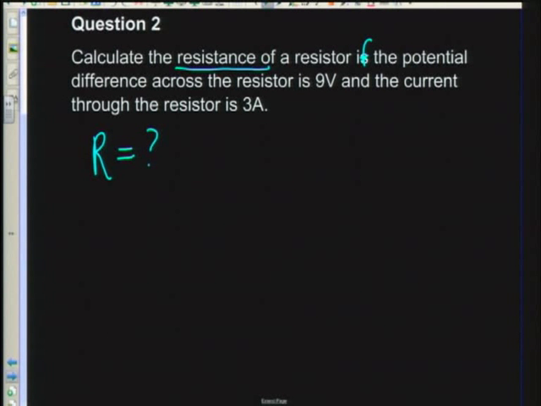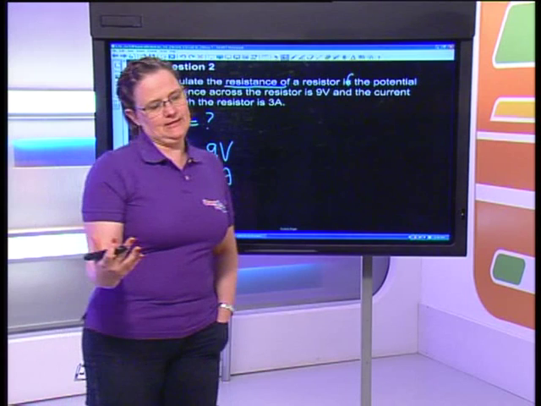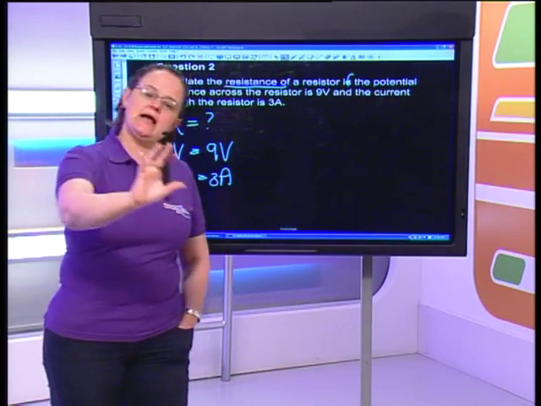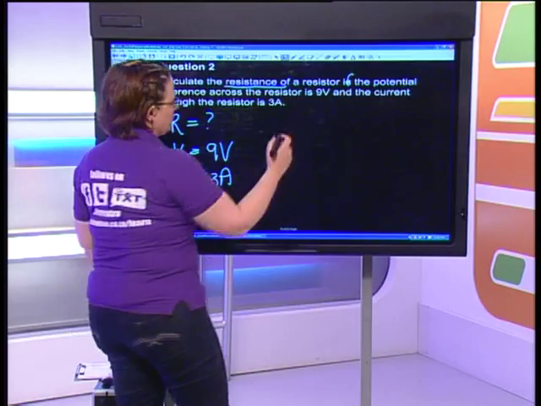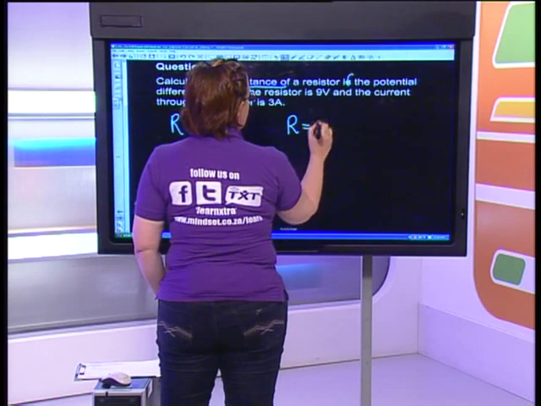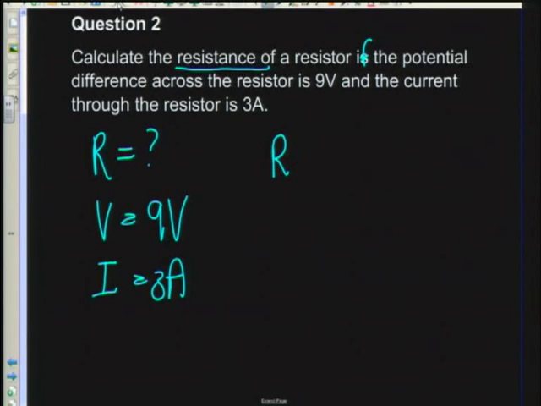The potential difference, so that would be V, across the resistor is 9 volts, and the current through the resistor is 3 amperes. Guys, please write a data list. Write it to the side, write what you're given. It's going to make your life a lot easier along the way. So this means that R equals V over I.